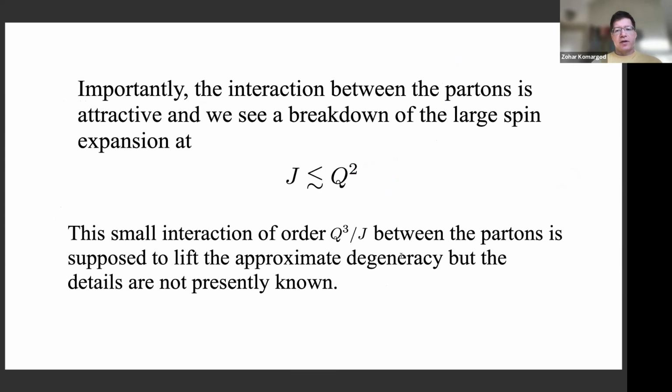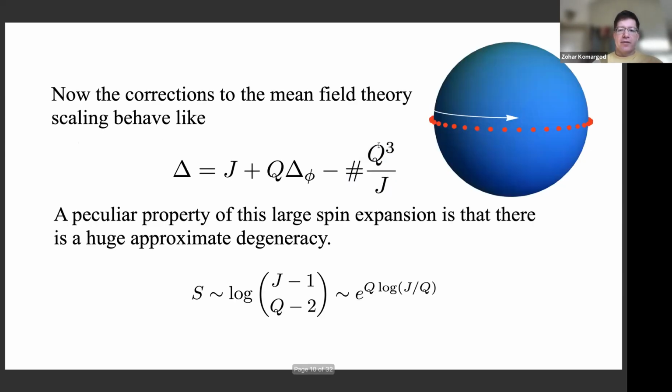We see something interesting in this picture so far. We see that when the spin is not so large, but it begins to be of order Q squared, this whole picture with the spinning partons might break down. Why? If you consider this formula and you put J equals Q squared, then this becomes of order Q, which starts competing with this. And so we lose our faith in the fact that this might be the true ground state. Maybe the true ground state is something else.